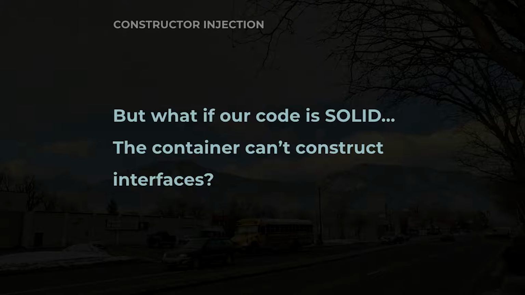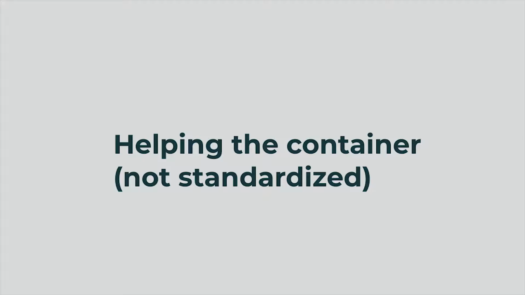But what if our code is solid? What if our service class has a storage interface type hinted argument? Well, you cannot really new up an interface, right? You cannot say new storage, but storage is an interface. It's not possible. So our code is perfect in the SOLID principle way. So we need to help the container to resolve a new storage object.